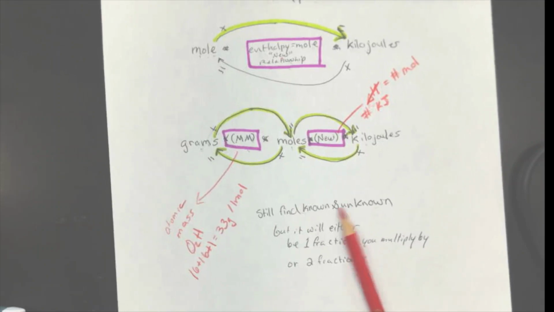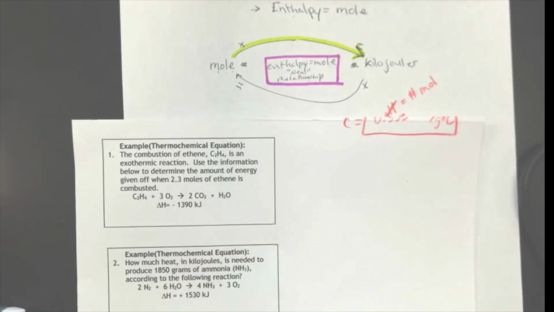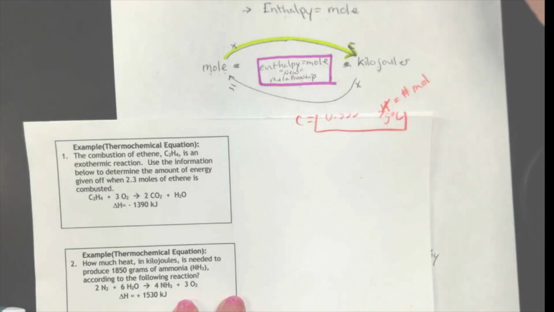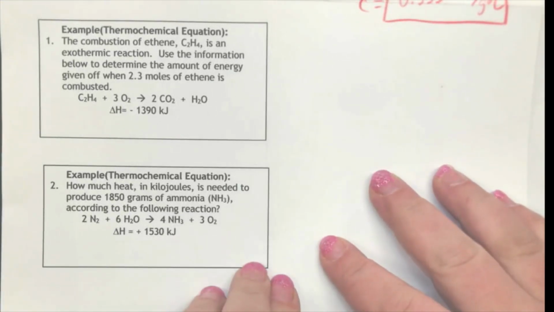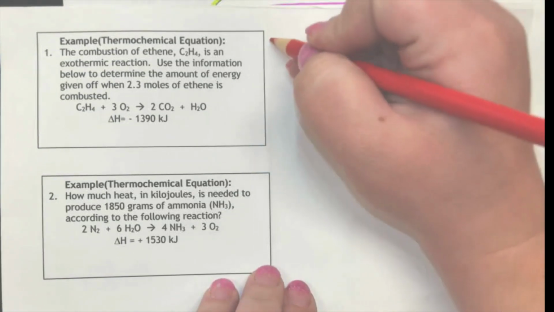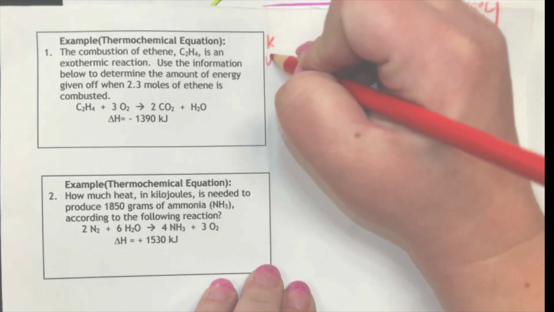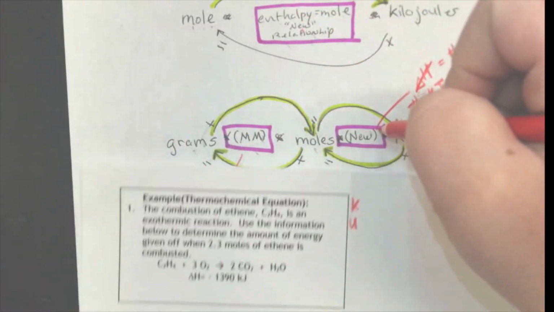Alrighty guys, so now let's go ahead and put into practice one of these thermochemical equations. We have 2 examples. We're going to do the first one, and I'm going to zoom in a little bit so that we can see a little bit better. Like I said, this is still basically stoichiometry, so we need a known, an unknown, and we know that it's either going to be one relationship or 2 relationships.